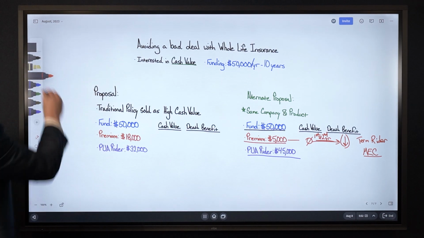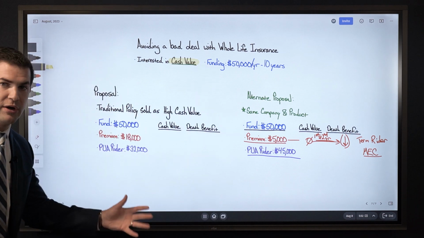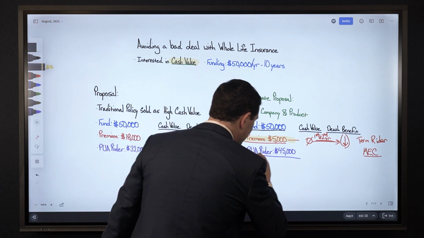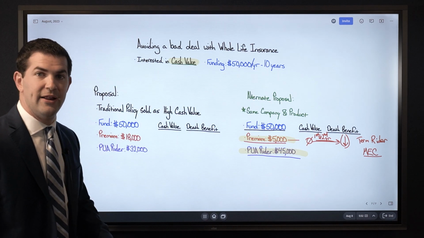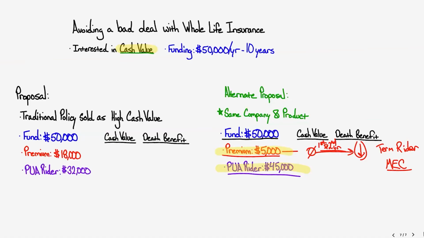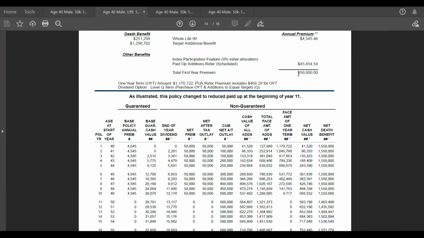But again, if your interest here is maximizing the cash value, what we want to know is by reducing the insurance premium and getting more money into the PUA rider, that should give me more in cash value immediately and long term. So let's take a look here. We're going to look at the same product, just with the money redirected.